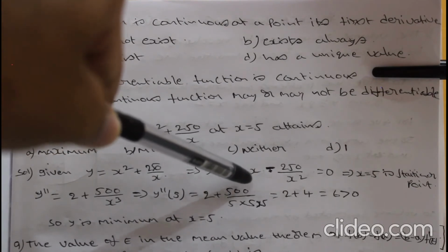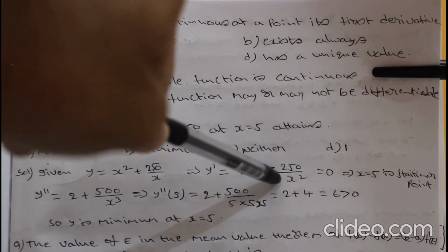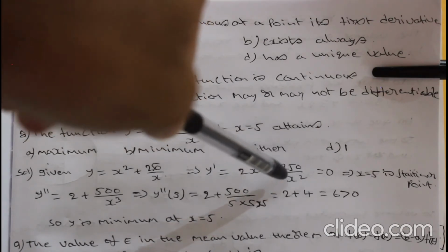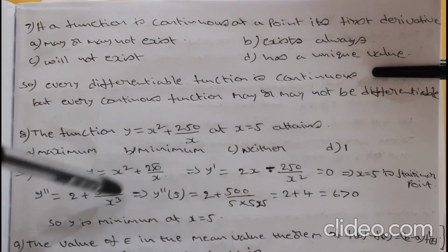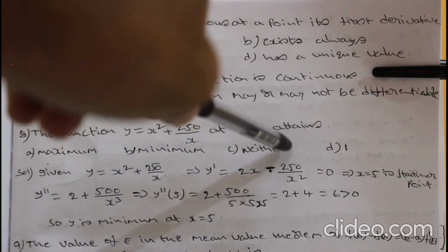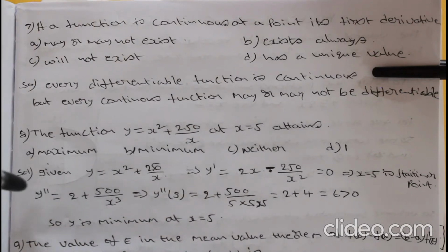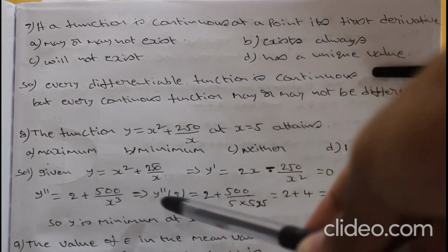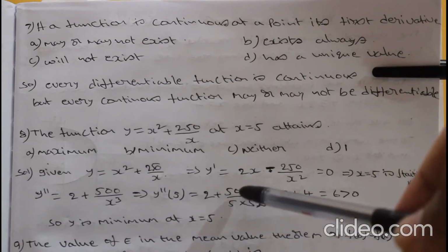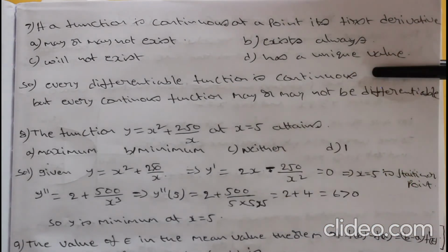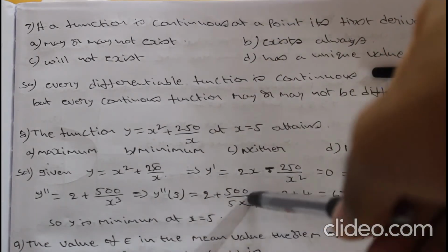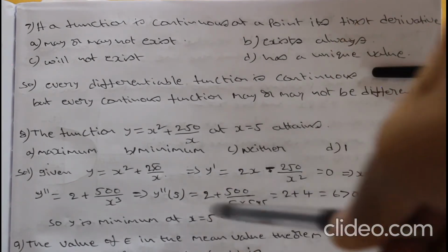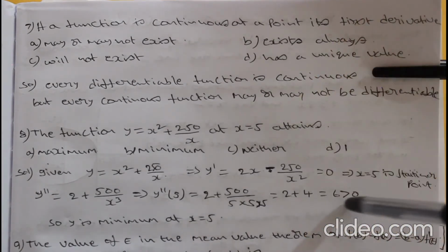So d by dx of 2x is nothing but 2, and d by dx of 250 by x square, that is x power minus 2, so minus 2 into x power minus 3. So that minus will become plus. 2 into 250 is nothing but 500 by x cube. So 2 plus 500 by x cube. After substituting x is equal to 5, y double dash of 5 is equal to 2 plus 500 by 5 into 5 into 5. So 5 gets cancelled, here 100 will be there. 5 gets cancelled again, 20, and 5 gets cancelled again, 4. So 2 plus 4, that is equal to 6.